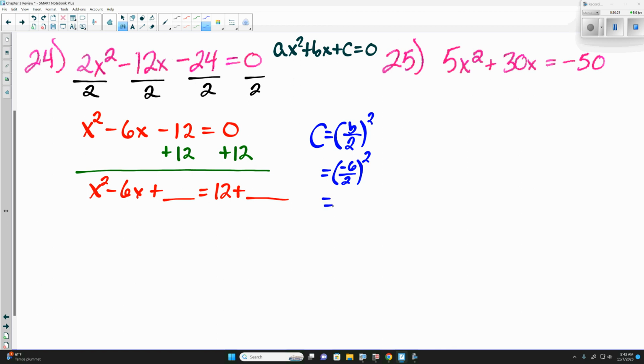At this point, our negative 6 divided by 2 is negative 3. And negative 3 squared is 9. So what we're adding to both sides of the equation is 9, because our x squared minus 6x plus 9 is a perfect square trinomial. Question?